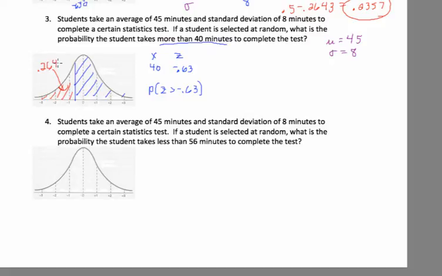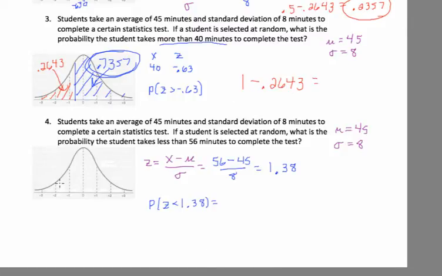0.2643. And I know that the whole area under the curve is 1. So I just take 1 minus 0.2643, and that will give me this area of 0.7357. That's the probability that the z-score is above negative 0.63, or the probability that the student takes more than 40 minutes.